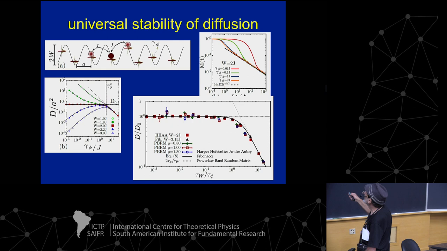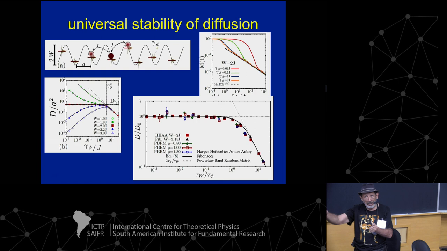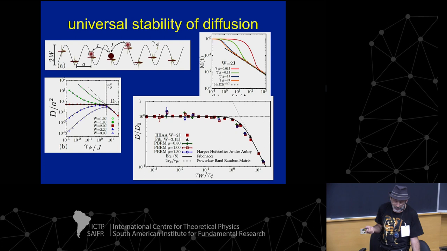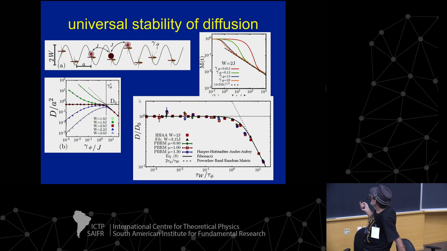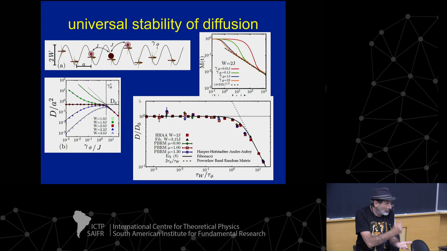Now we are doing work with my colleagues Luca Celardo and Fausto Borgonovi. We ask: how robust is the diffusion against decoherence? We consider, again, the Harper-Hofstadter model. We consider the Fibonacci model, where you have a sequence that forms a Fibonacci sequence, which is incommensurate, and the dynamics is also diffusive. And also the power-law banded random matrix, which is again a random matrix that has long-range interaction with a power law, and this is known to be chaotic and also known to be diffusive.